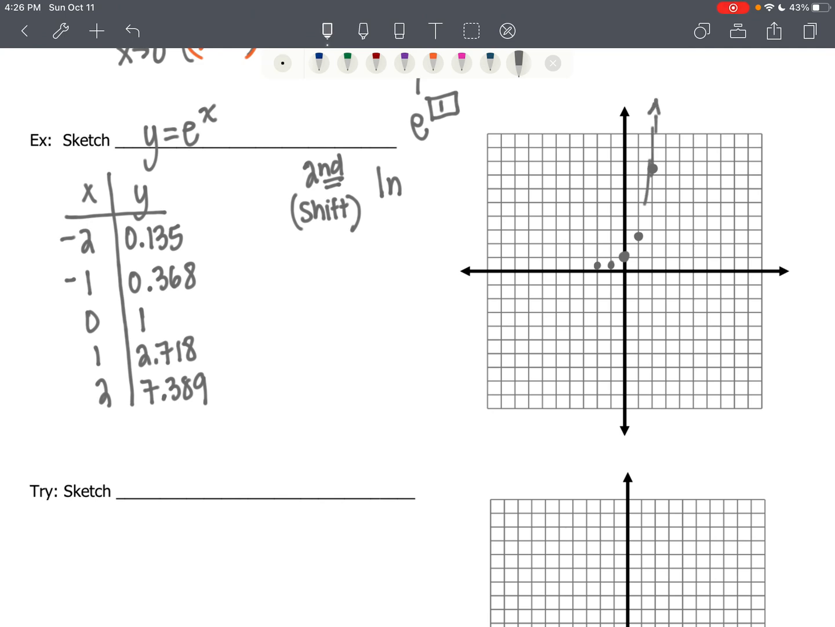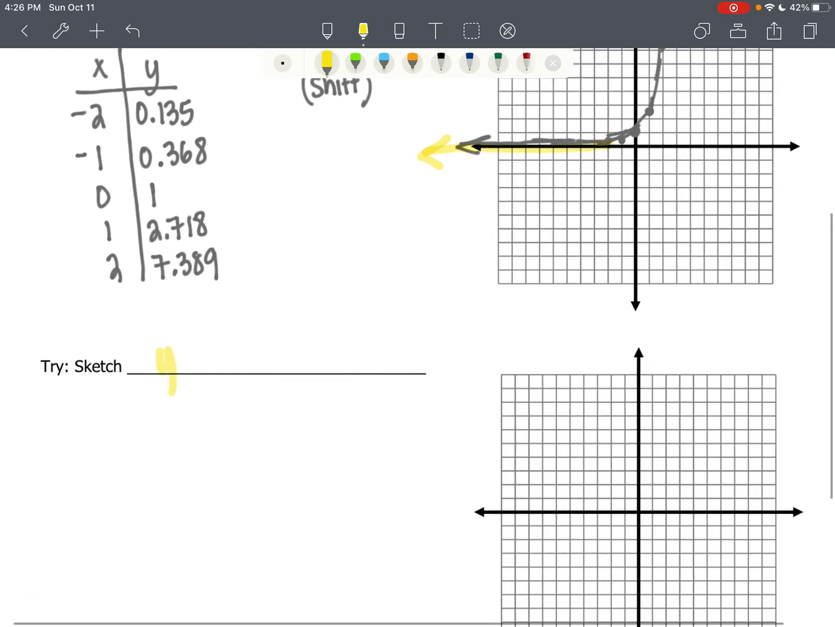And this is no different than y equals 2 to the x or y equals 3 to the x. It actually happens to be sitting right in between the two. So if I were to graph y equals 2 to the x, it would look very similar to this. y equals 3 to the x would look very similar. And this curve would be sitting in between those two.